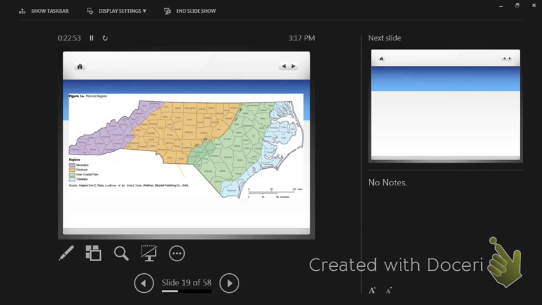So our state is unique in that we have 17 river basins, and some drain into the bodies of water off our coast, our sound system and ocean. Some go into other states and then end up in the Atlantic, and then some go into other states and end up in the Gulf of Mexico. So that's very unique about our state.